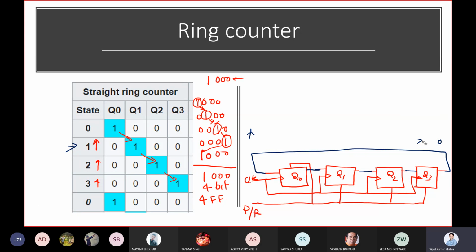Right? So simply, let me erase this. What you will do is simply connect each output with the next input. Let's look into how exactly they will behave. Initially, let me take this as the first output, this as the second output, this as the third output, and definitely this will be your fourth output. Because this is preset, this will be 1, this will be 0, this will be 0, this will be 1, right?